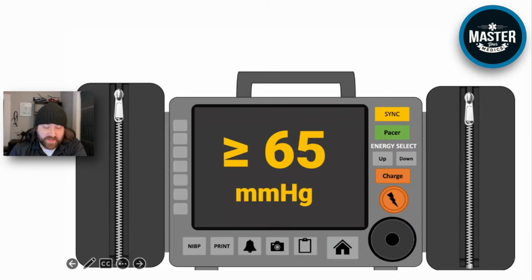Higher goals are actually associated with more pressor use and more arrhythmias. They did a study comparing something like 65 to 70 versus 75 to 80, just to give them a little more blood pressure, and they found that it was associated with more arrhythmia. So anything above 65 is fine. Keep it at 65 to 70. You don't have to go higher than that.